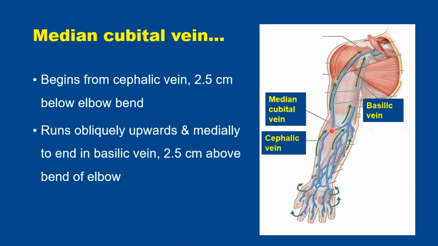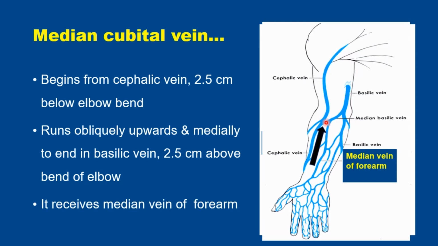Then it runs obliquely upward and medially to end in the basilic vein 2.5 centimeter above the bend of the elbow joint. It receives the median vein of the forearm. Here we can see this is the median vein of the forearm.